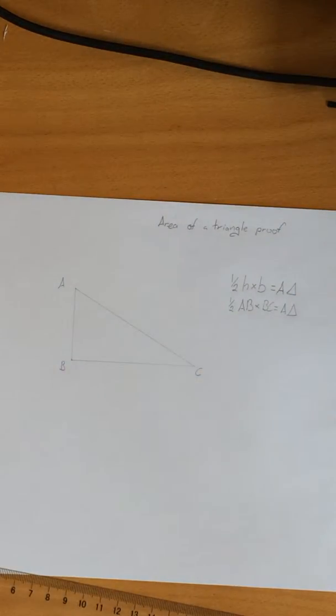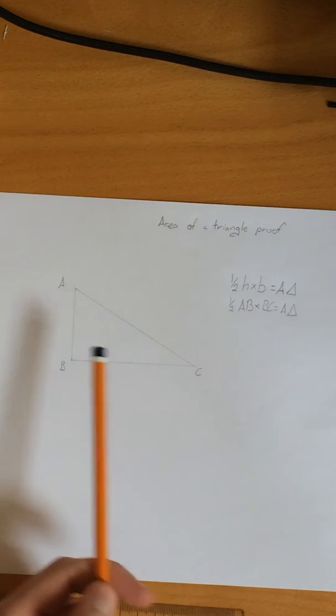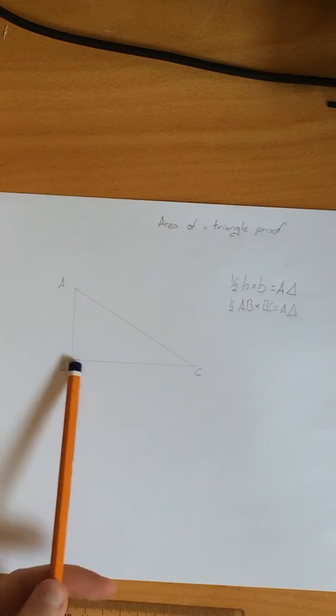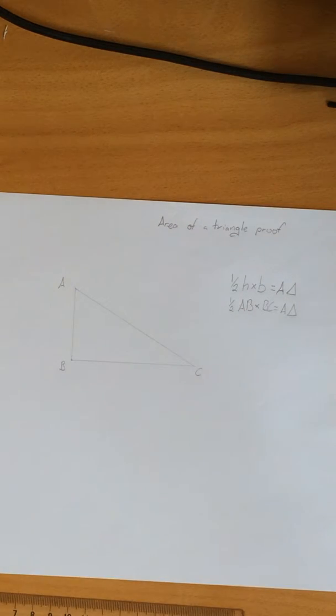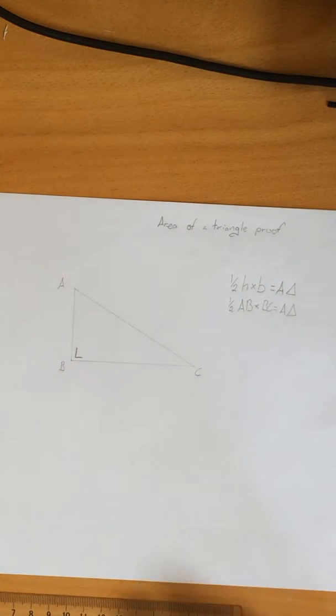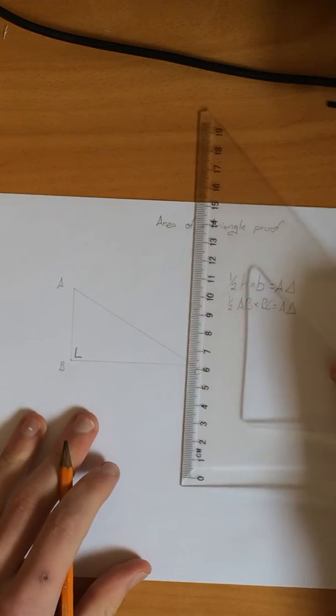Right, so today I'm just going to prove that the area of a triangle is half the height multiplied by the base, or in this case, half AB multiplied by BC. So what we have here is a right angle triangle, and what I'm going to do with this right angle triangle is make a rectangle from it.